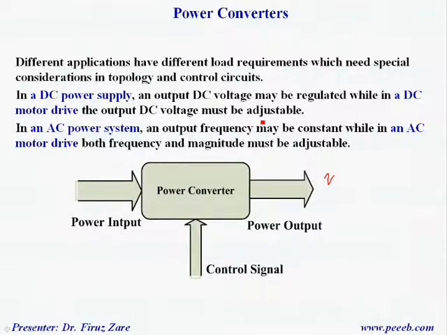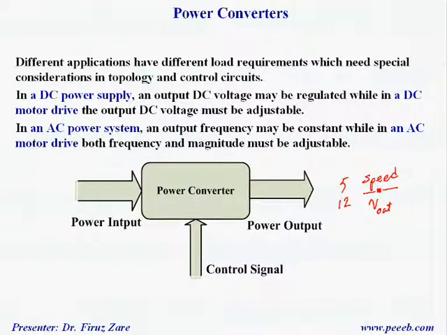For example, in a DC power supply, if we have to generate DC voltage, normally we need to get regulated voltage at 5 volts or 12 volts, depending on the application. That means the output voltage is almost constant. Or in another application, for example, in a DC motor drive, the output voltage should be adjustable, because for variable speed, we need to change the DC voltage. So the output voltage should be adjustable, because otherwise we cannot control the speed.